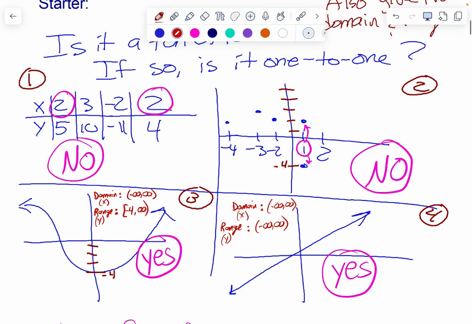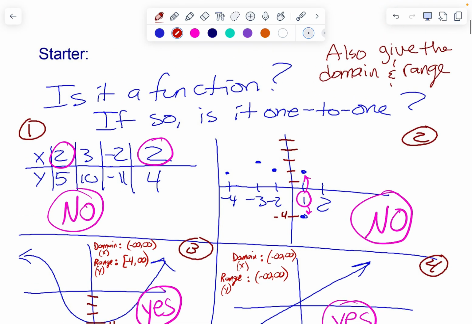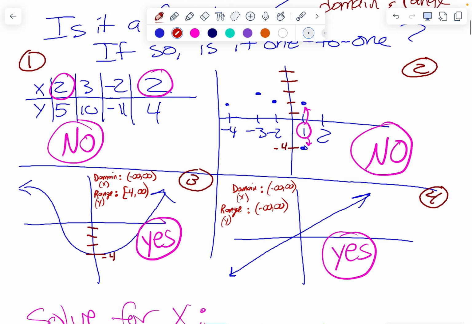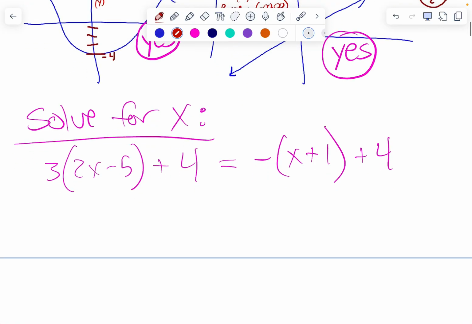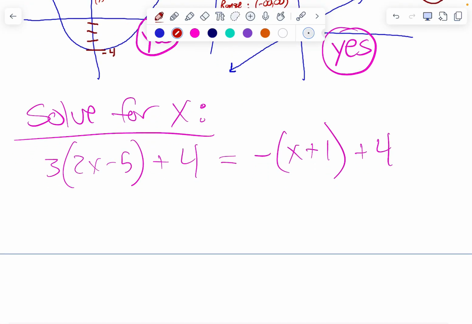I think I'll skip domain and range for these two just now because I want to get us solid on that before we jump into these ones. And like I said, we'll come back to one-to-one. Let's go ahead and solve this equation.